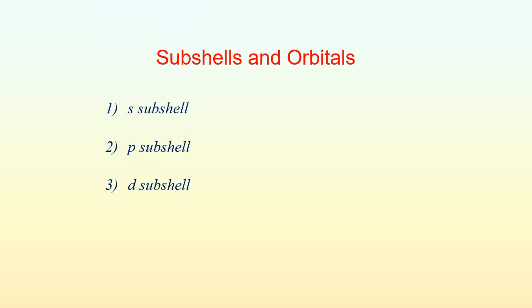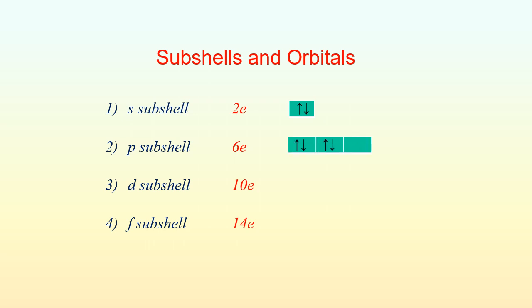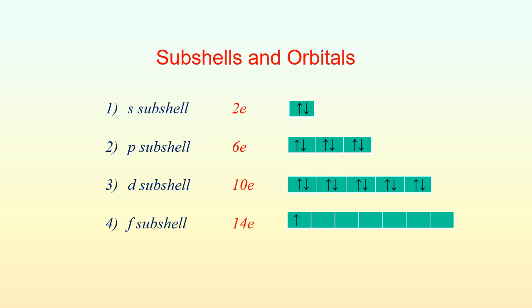Now in the S subshell, a maximum of 2 electrons can be accommodated, and in the P subshell, a maximum of 6 electrons. In the D subshell, a maximum of 10 electrons can be accommodated, and in the F subshell, a maximum of 14 electrons. The S subshell has only one orbital, the P subshell has 3 orbitals, the D subshell has 5 orbitals, and the F subshell has 7 orbitals. In each orbital, a maximum of 2 electrons can be accommodated.